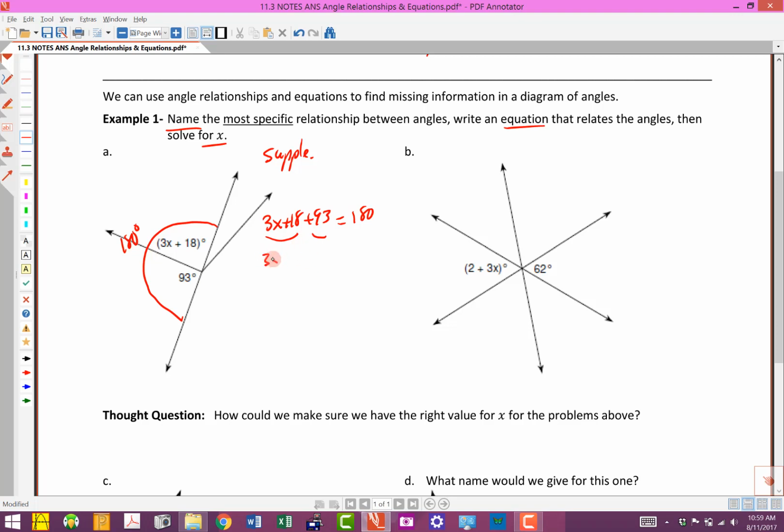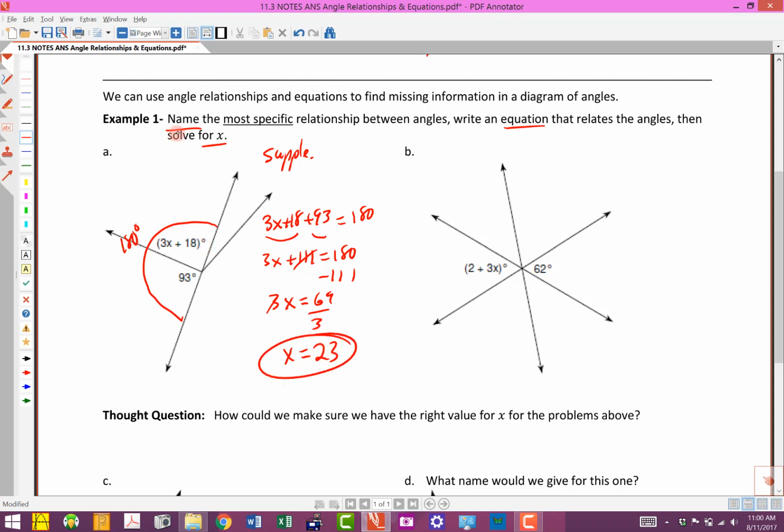So if we solve this, we get 3x. If we add the two of those together, we get 111 equals 180. I'm going to subtract the 111 from both sides, so we get 3x equals 180 minus 111, that's going to be 69. We're going to divide by 3, so we get x equals 23. Now, x on this one, you don't have to put a degree symbol because the degree symbol's actually outside. We just want to find the value of x. Okay? So we've got that right there.